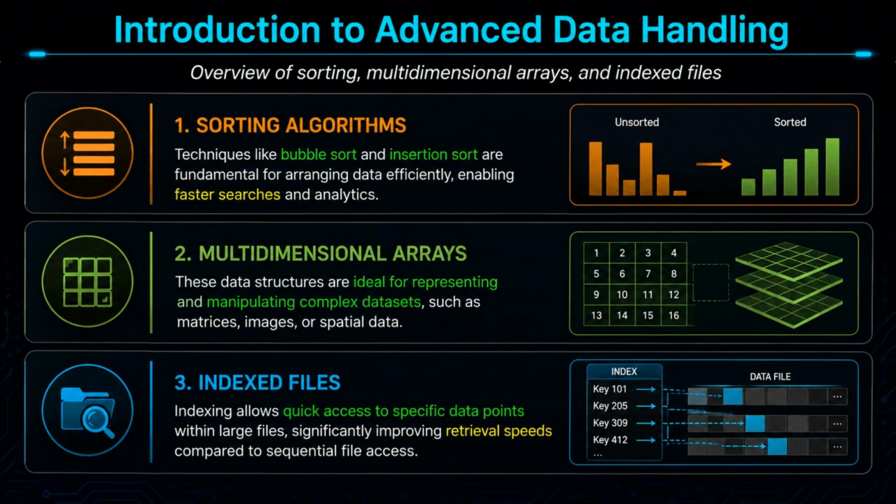This chapter covers three big topics. Sorting algorithms, like bubble sort and insertion sort, are fundamental for arranging data efficiently, enabling faster searches and analytics. Multidimensional arrays are ideal for representing complex datasets. Matrices, images, spatial data, and indexed files let you jump to specific data points within large files, dramatically improving retrieval speed compared to reading sequentially through everything.